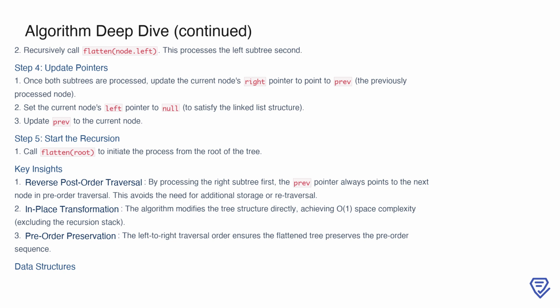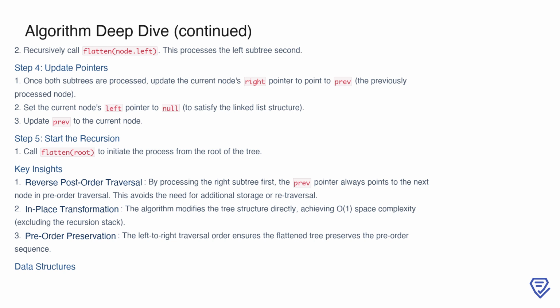This ensures that the left side is processed after the right side, adhering to the reverse postorder traversal pattern. Once both subtrees are processed, we can update the pointers of the current node. Specifically, the right pointer of the current node is set to the previous node, which represents the next node in the desired preorder sequence. Then, the left pointer of the current node is set to null, since the final structure requires no left children.